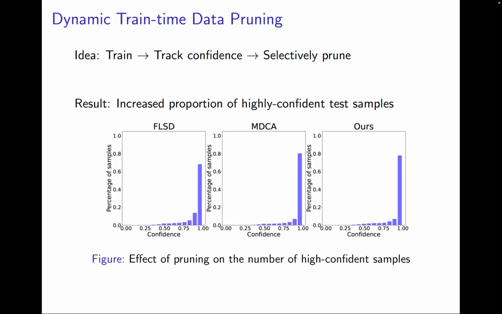We get an increased proportion of highly confident test samples. So you'll see FLSD versus ours. FLSD is the sample dependent focal loss. We plot the histogram of confidences, and there's a huge bump in the last bar, which indicates the highly confident samples.